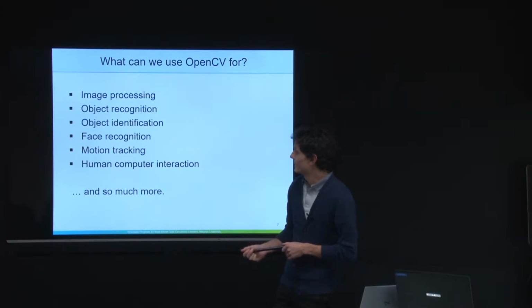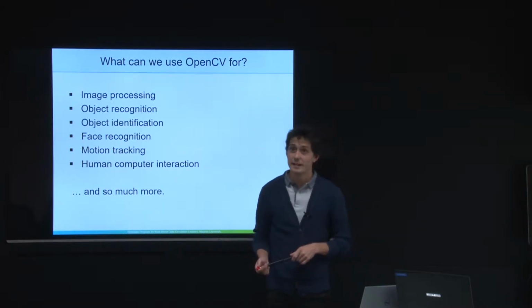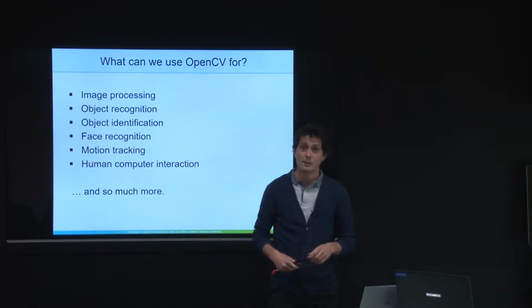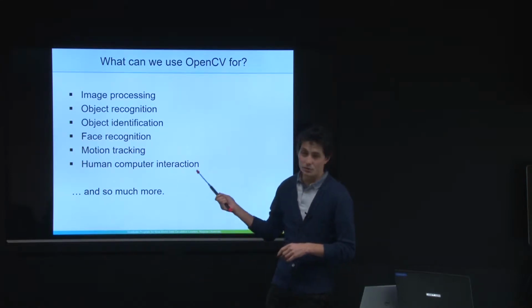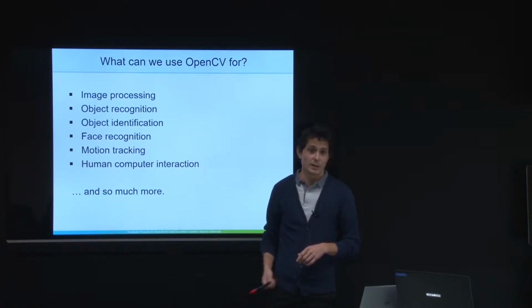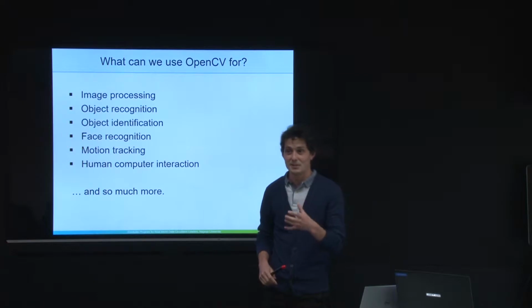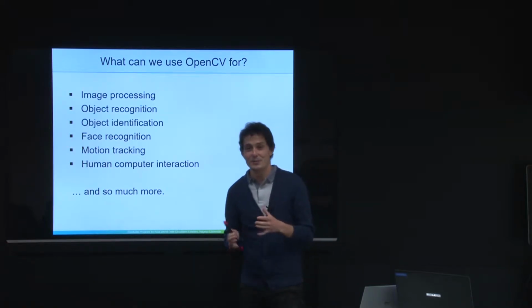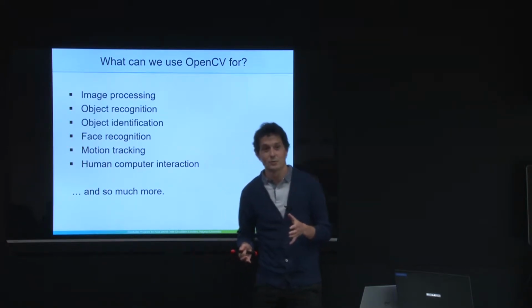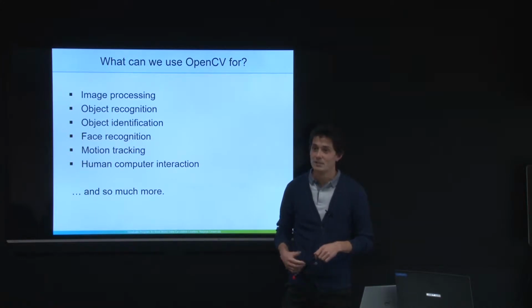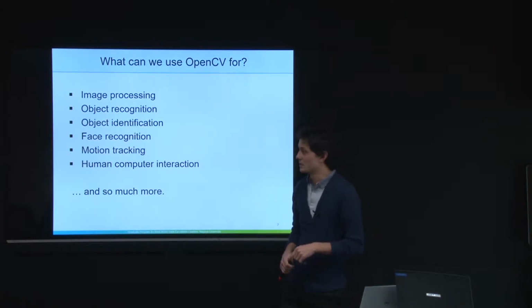Motion tracking. I used OpenCV a lot for some motion tracking problems with autonomous driving research. That's another area which is a hot topic at the moment. There's a lot of image processing in autonomous driving, and OpenCV is a very useful tool for that kind of stuff as well.